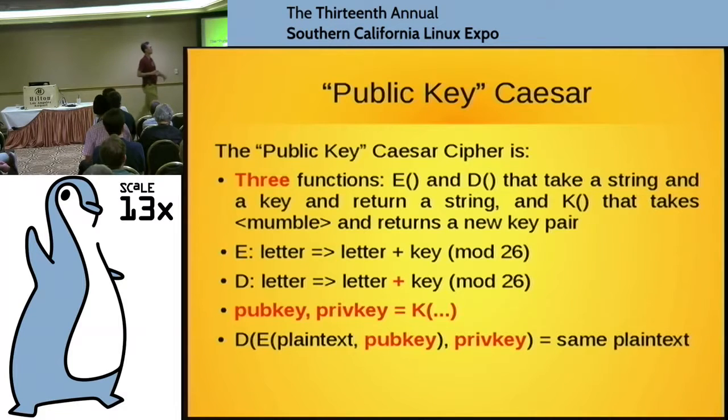So here's an example. There's one more hack on the Caesar cipher, right? So I put public key in scare quotes because this is not really a public key system. But what do we have? Well, first of all, we have three functions. We have E and D, which we're familiar with. I put in a new function K, and it takes something. I'm not going to talk about it, but it's probably just a bag of random numbers. It's going to make a new key pair.